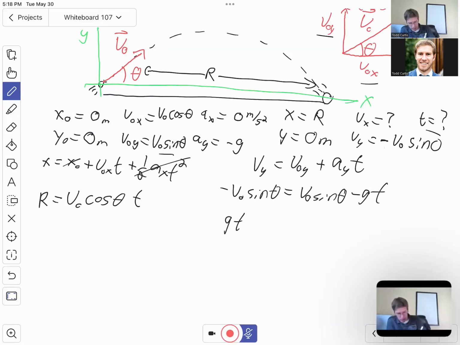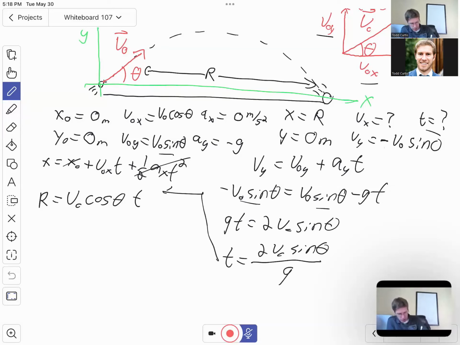And I can actually solve. So GT, adding that to the other side, then adding this over here is going to equal 2, since I have V sine theta plus v sine theta. So I have 2 v initial sine theta. And so my time is just going to be 2 v initial sine theta over g. And now I plug this time in to the other equation I have. So r equals v initial cosine theta multiplied by 2 v initial sine theta over g.